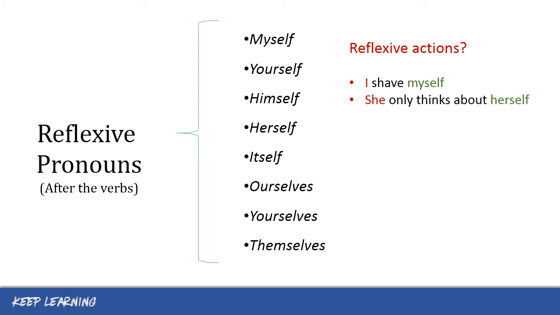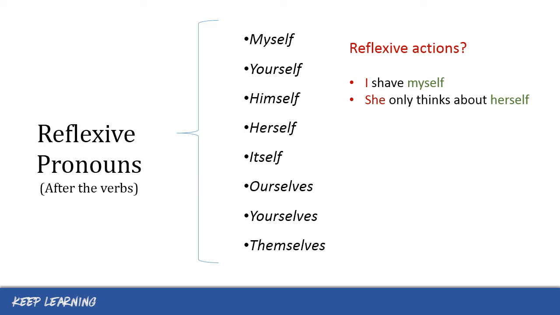She only thinks about herself. She thinks, but the object of her thoughts is her. So you don't say she only thinks about her. You say she only thinks about herself, because this is a reflexive action.